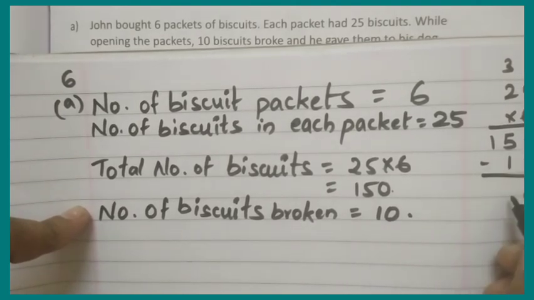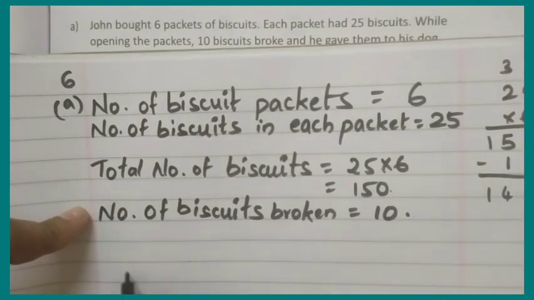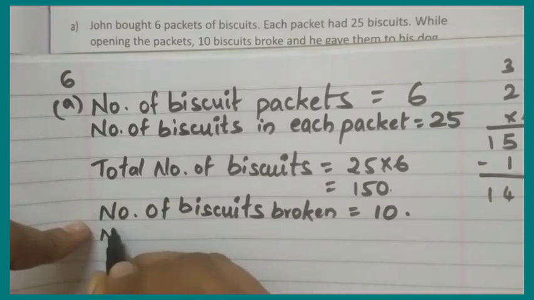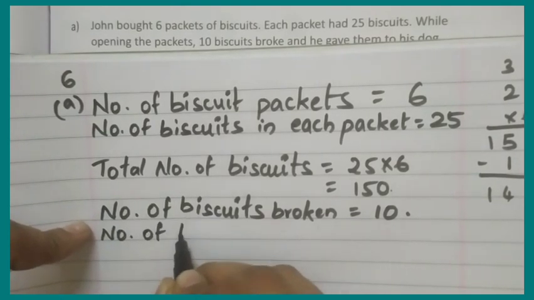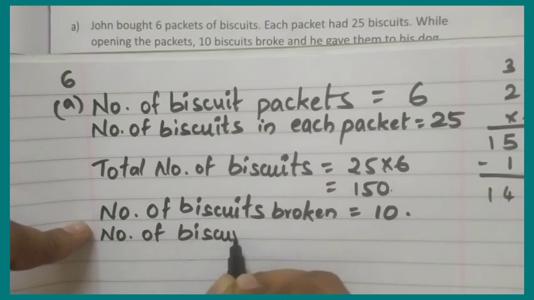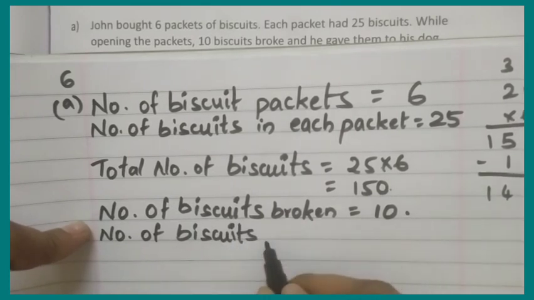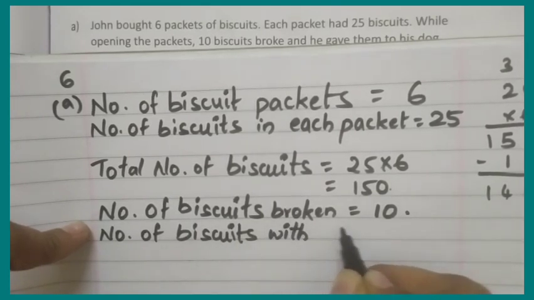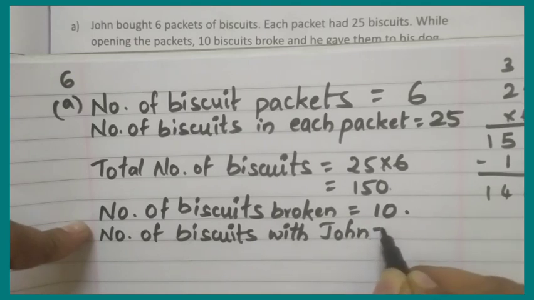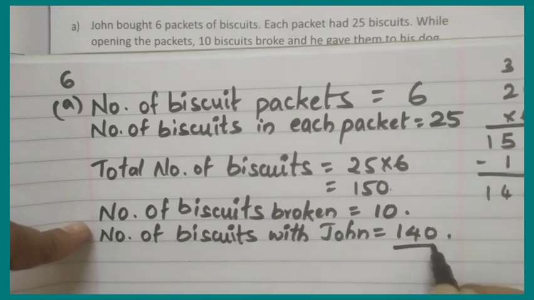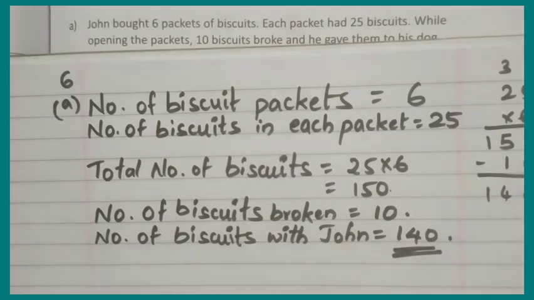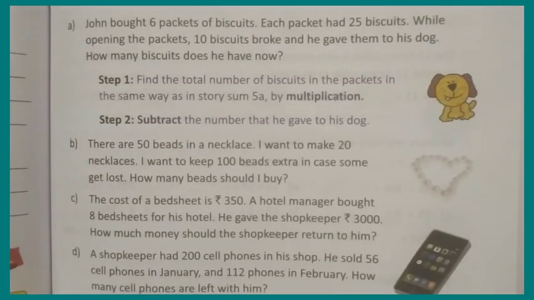Now, we have to subtract 10 from this 150. 0. 5 minus 1, 4. 1. 140 will remain. So, we will write here number of biscuits with John. 140 biscuits are there. Okay, this is A answer. Now look at B question.